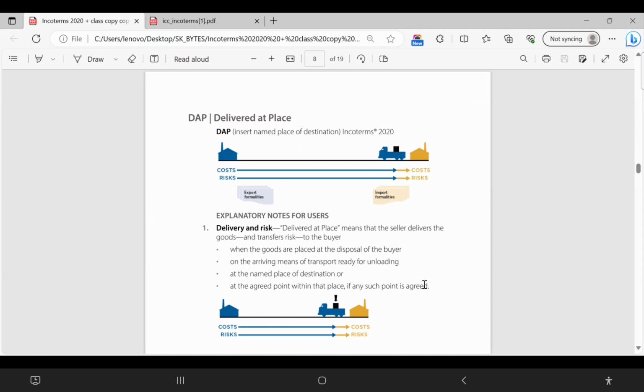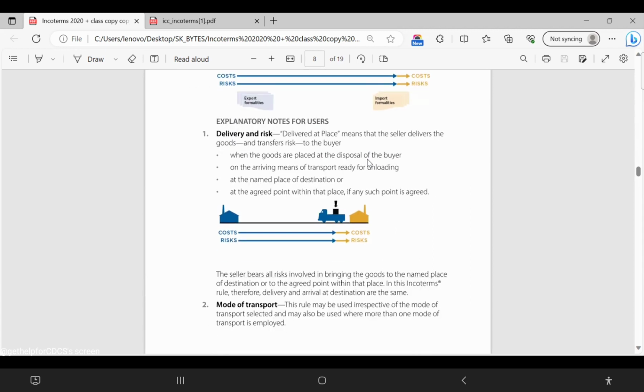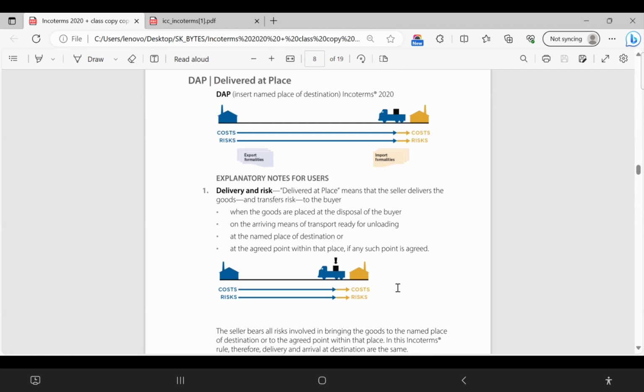If such a point is agreed, it could be this point or some other point at the place of destination. The seller bears all risk involved in bringing the goods to the named place of destination or to the agreed point within that place. In this incoterm rule, delivery and arrival at the place of destination are the same. Delivery happens when the goods are ready for unloading at the place of destination.